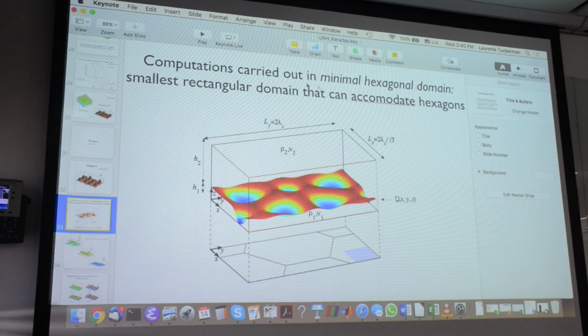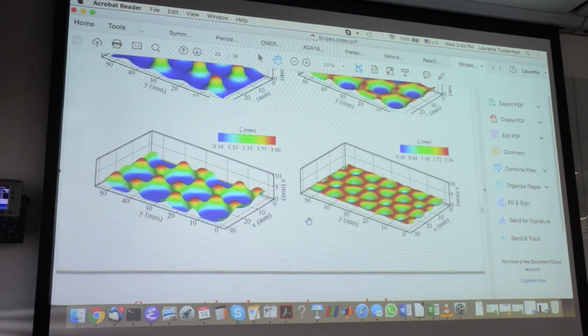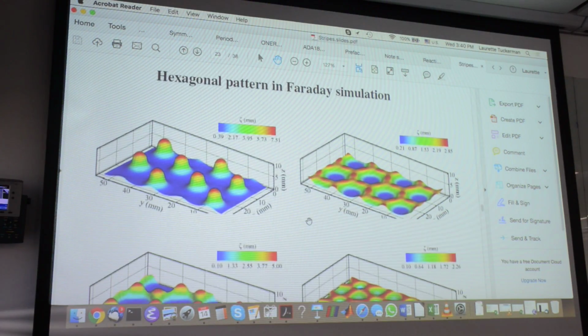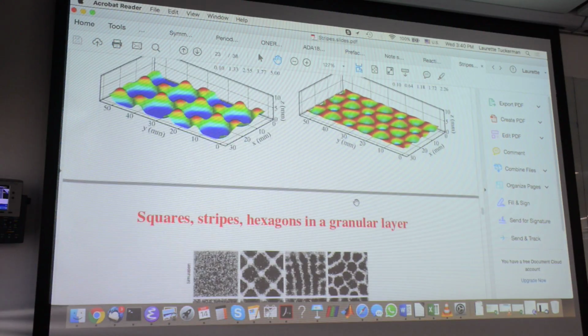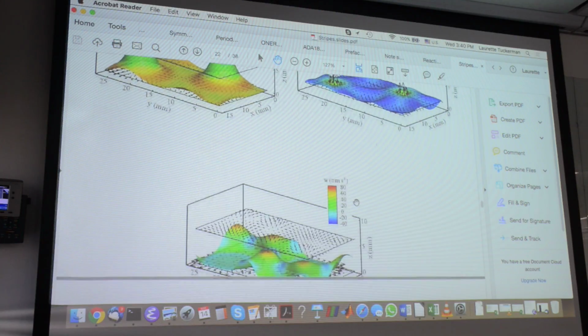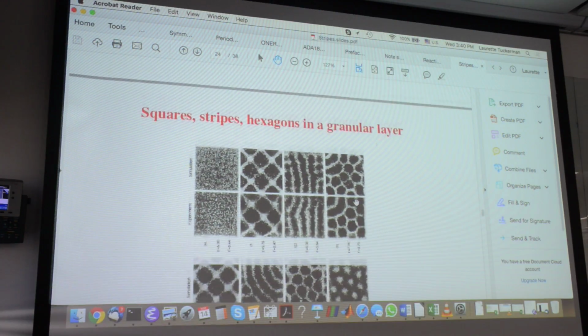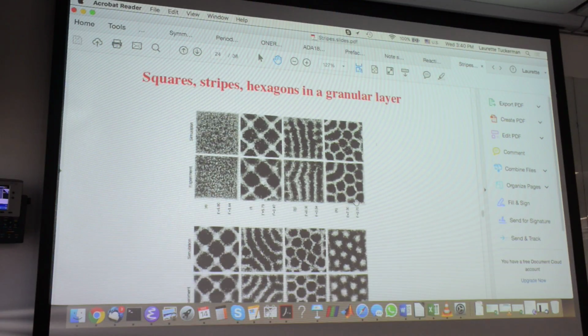Okay, so this is a good time to stop, I think. And let me check where I am in the class. I think the next topic is, this is just where I show more about those, if you want to see. This is, for instance, in the Faraday waves and hexagonal ones. This is, for instance, in the velocity field. And these are square patterns in a vibrated granular layer.